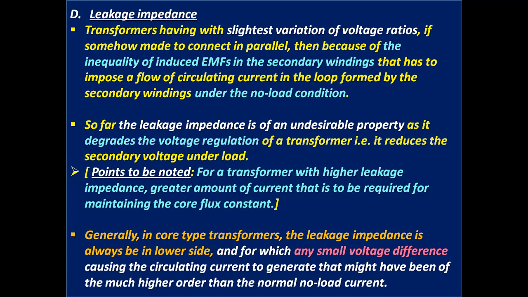Generally, in core type transformers, the leakage impedance is always on the lower side, and for which any small voltage difference causes a circulating current to generate that might be of a much higher order than the normal no load current.